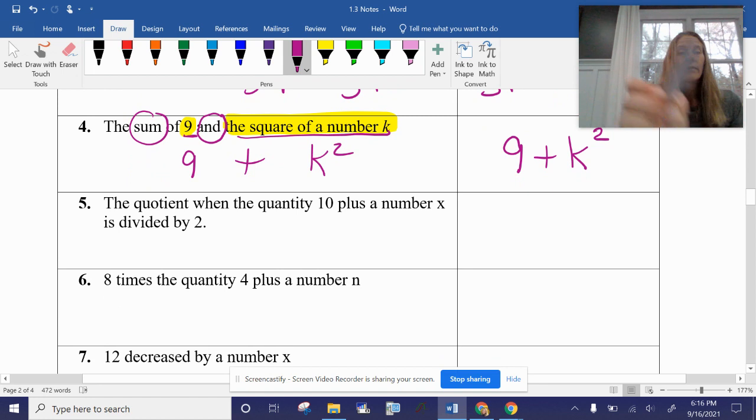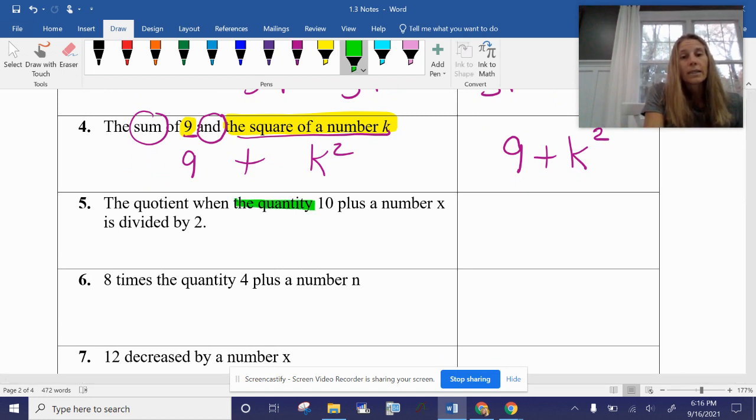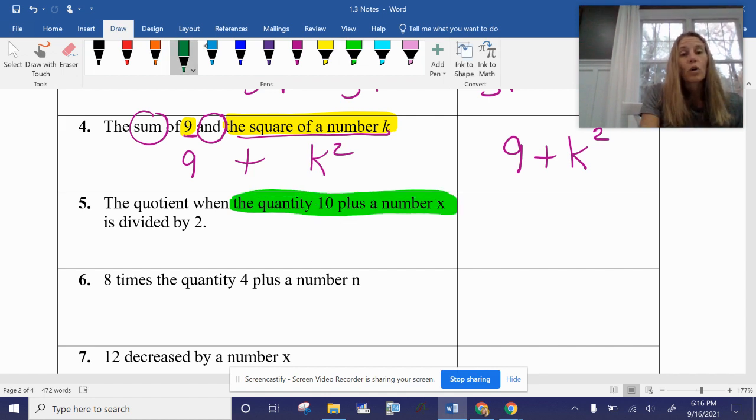All right, number 5, the quotient when the quantity 10 plus a number x. So this is telling me that this piece is going to have to go in parentheses. So I have the quantity 10 plus a number x. So 10 plus x, and then it says is divided by 2. So is divided by 2.